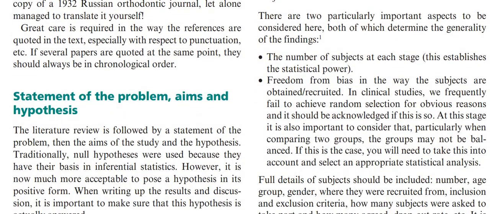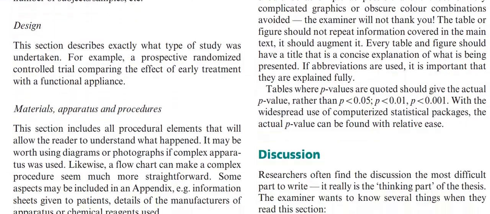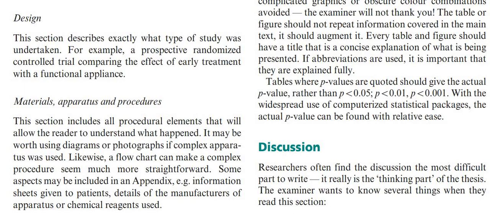Now, subject. There are two particularly important aspects to be considered here, both of which determine the generality of the findings: the number of subjects at each stage, and freedom from bias in the way the subjects are obtained, recruited in a clinical study. This is not for chemistry. So, design. This section describes exactly what type of study was undertaken. For example, a prospective one, or if you have synthesized compounds, you have to write here what you design.